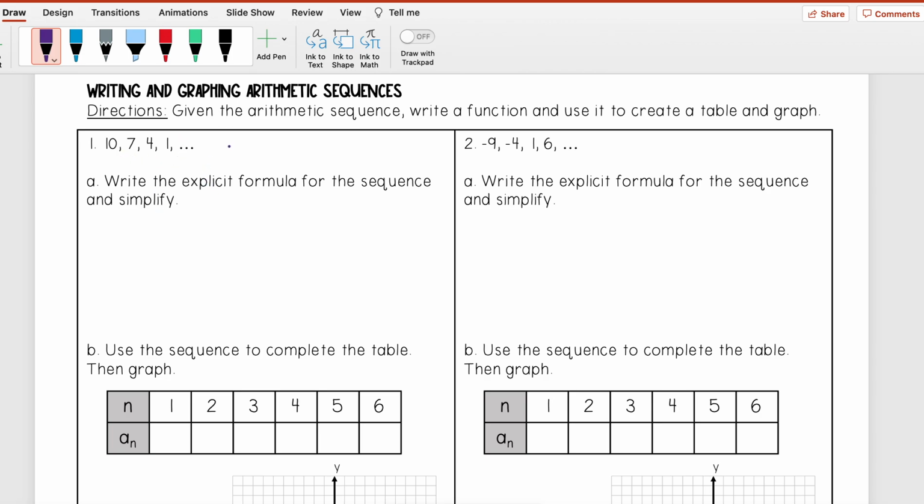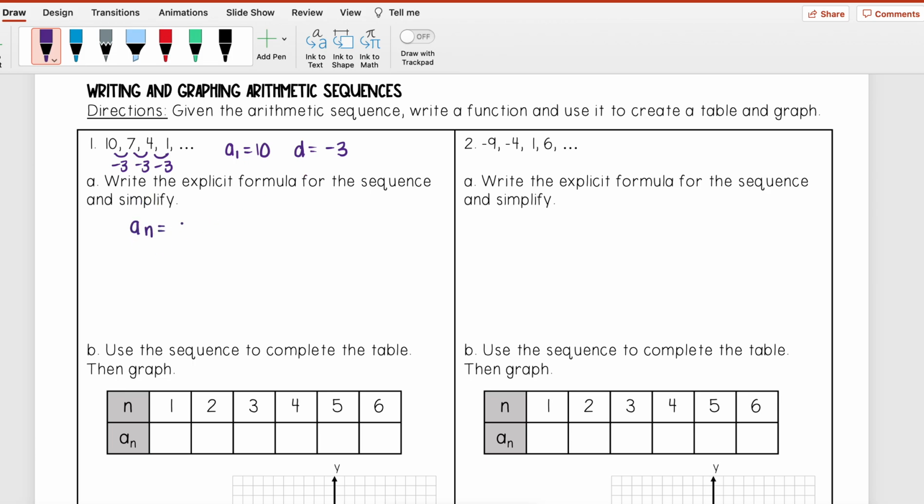And so to write my explicit formula, I first need to figure out what my first term is, and then I need to figure out what my common difference is. Well, my first term I see is 10. And then my common difference, I see to get from 10 to 7, I need to subtract 3. To get from 7 to 4, I also need to subtract 3 and subtract 3. So that means my common difference is -3.